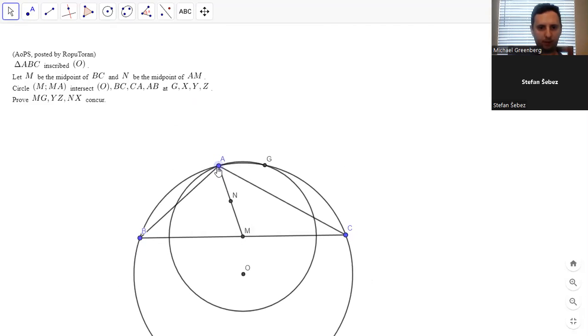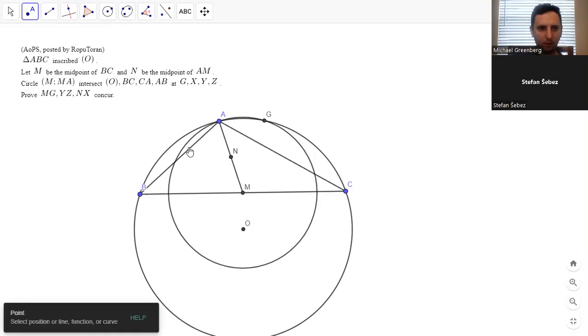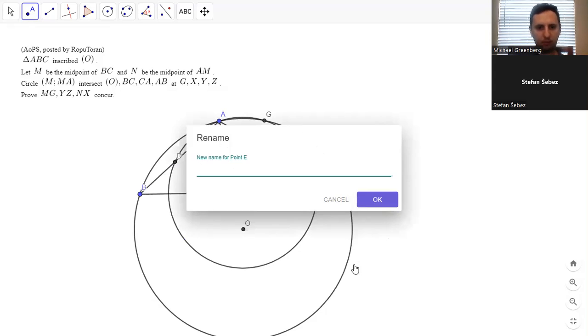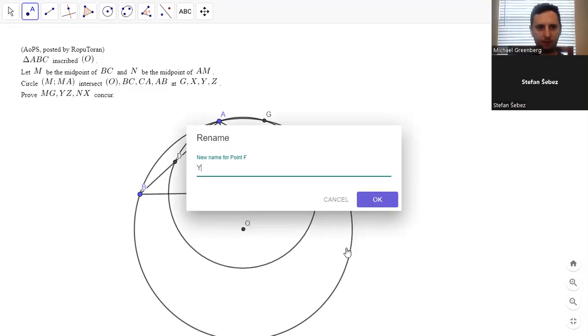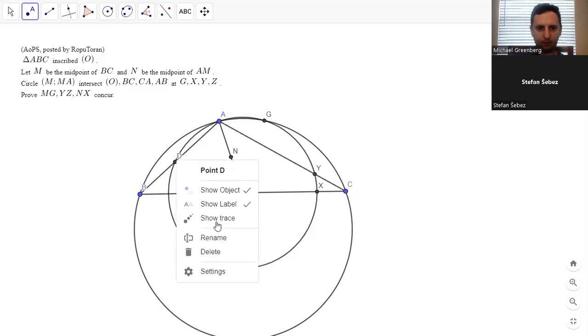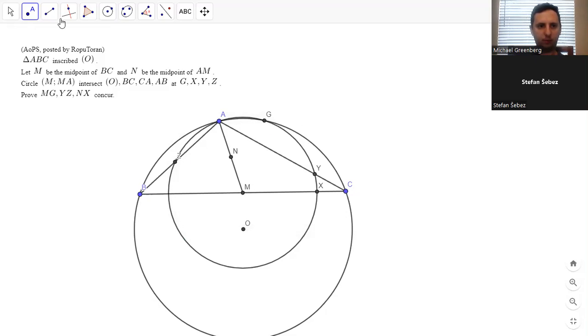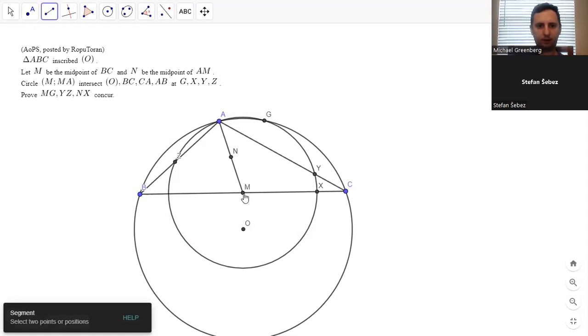What if I make it a flatter triangle like that? I think that might be a little better. So BC at X, CA at Y, and AB at Z. And then we want to show MG, YZ, and NX concur.